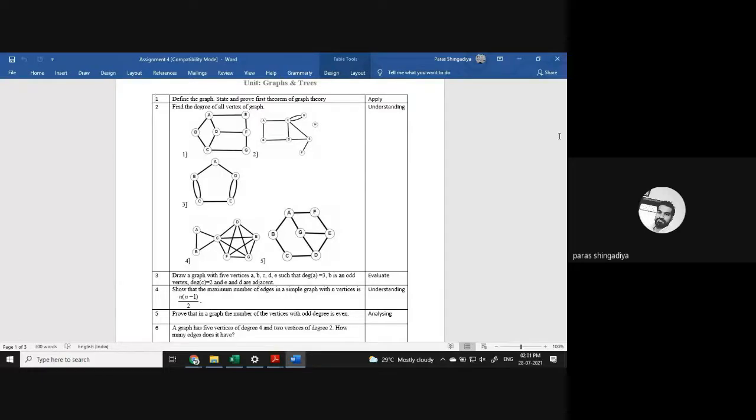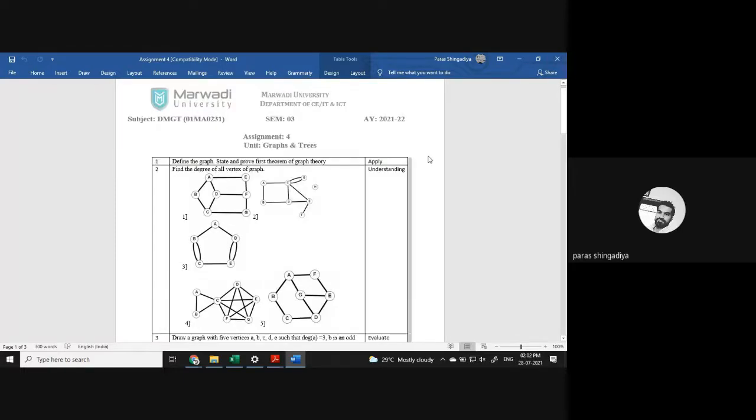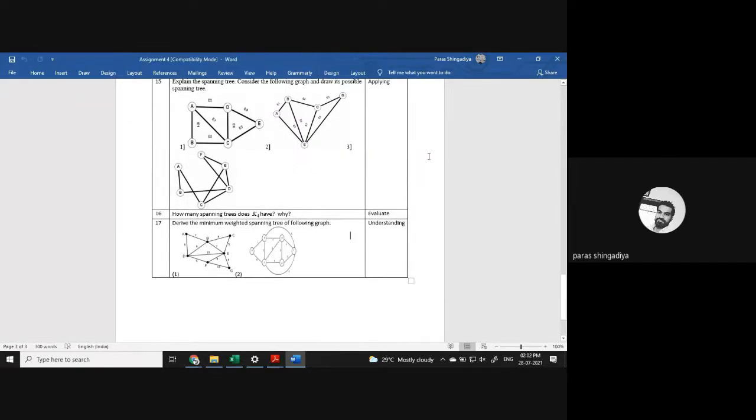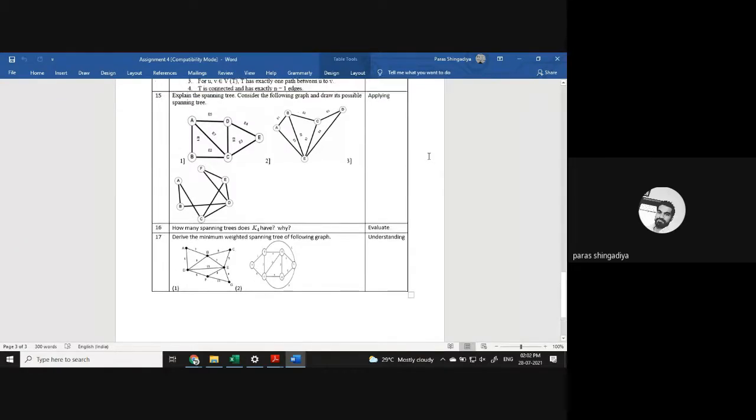So in the last lab, we had started assignment number 4, and I think 6 to 7 questions we had discussed in the last lab. Question number 1 is an example of assignment 4. In that, we define the definition of graph, then write the statement of the first theorem and then prove it. Question number 2 is a part of degree of the vertex.